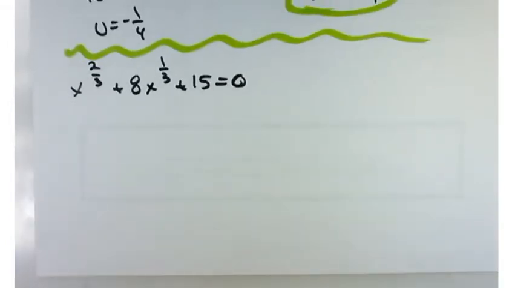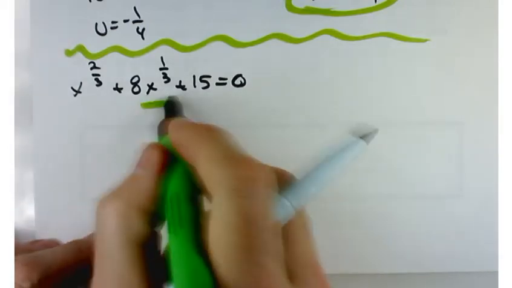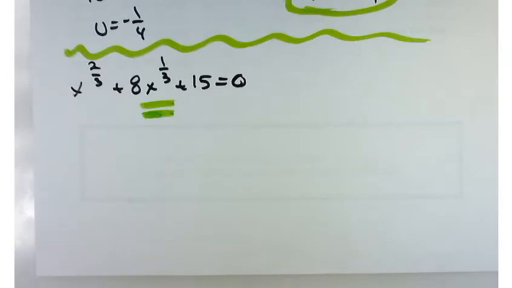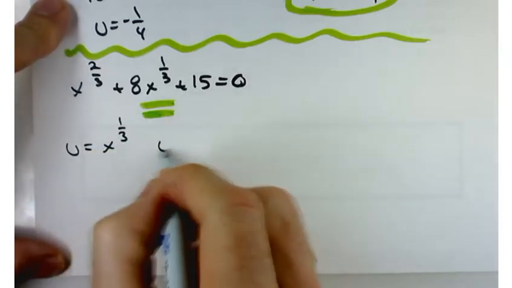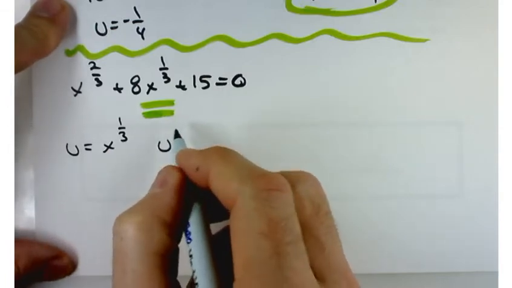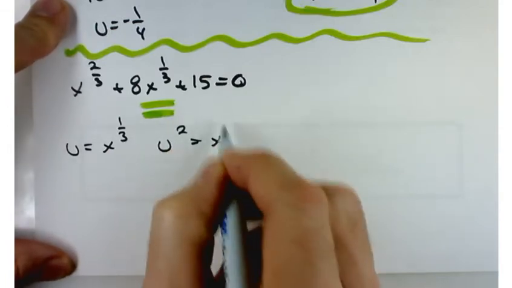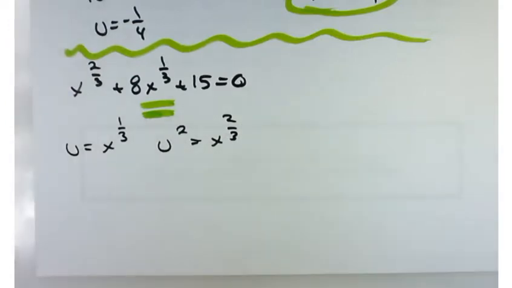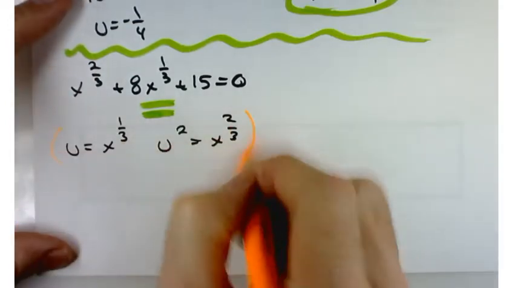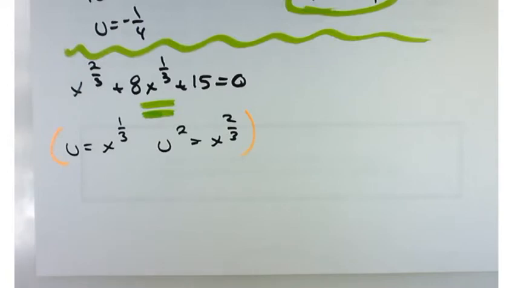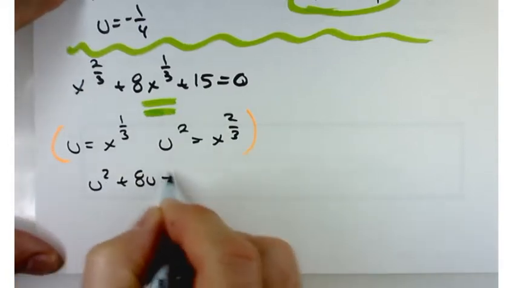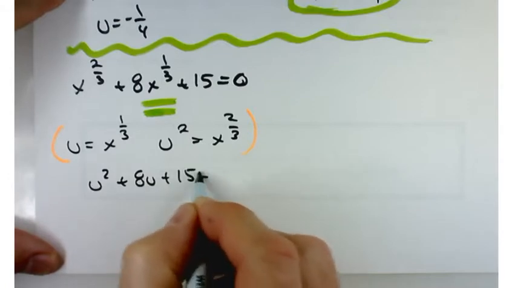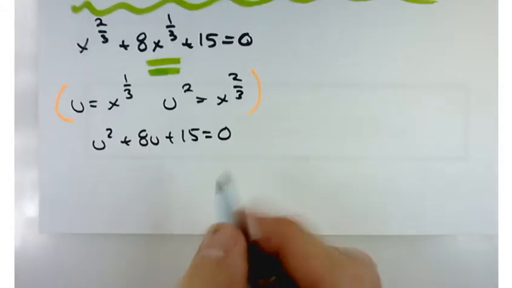Okay, so just to kind of recap here, this is quadratic in form. So you're going to let u equal that middle variable part right there. U equals x to the 1/3. So that means u squared equals x to the 2/3. That's going to make up our substitution. U squared plus 8u plus 15 equals 0.